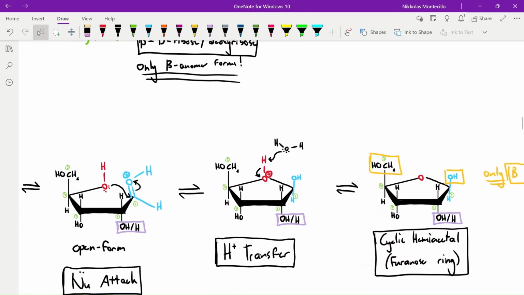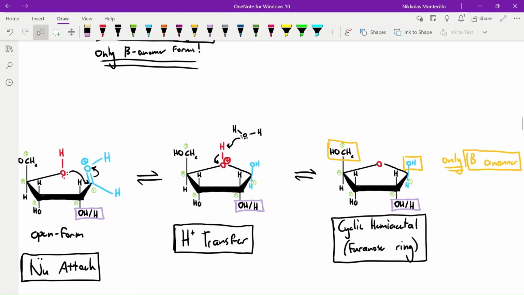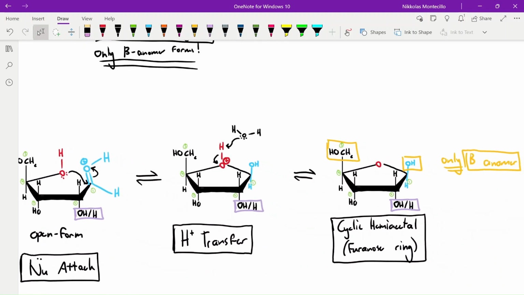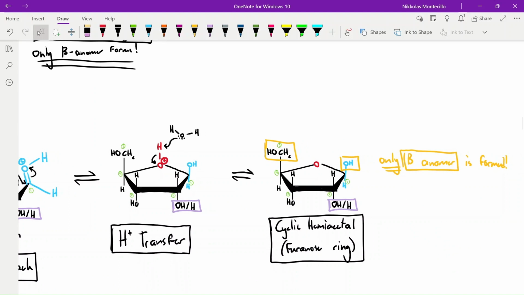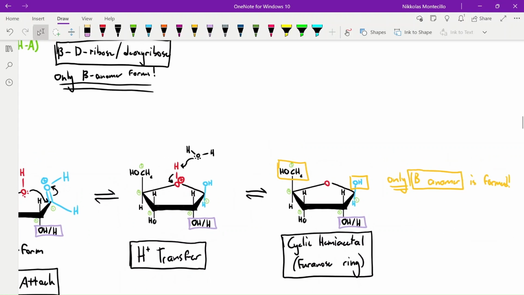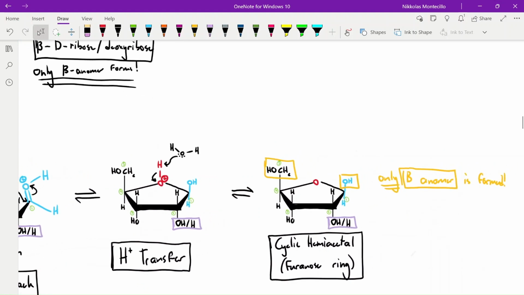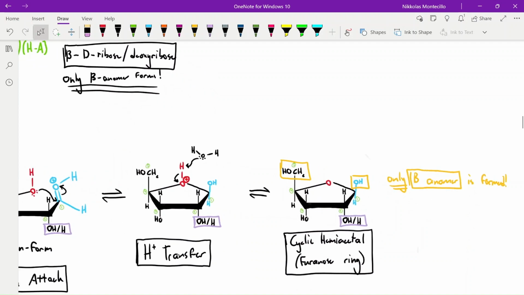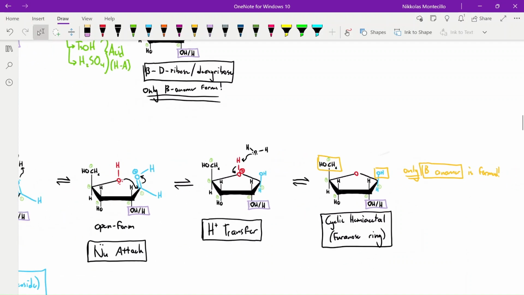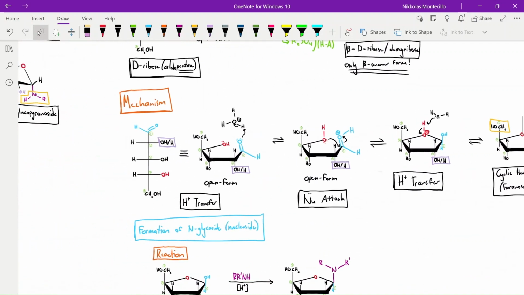Now, we see here that only the beta anomer is formed. And this is because it seems that the C1-C2 bond, for aldopentoses or D-ribose, does not exhibit mutarotation. Okay.